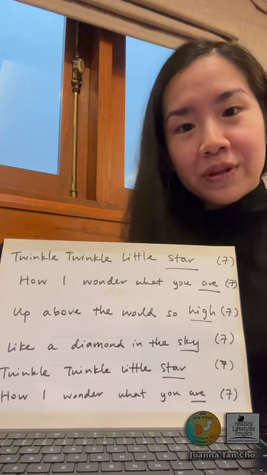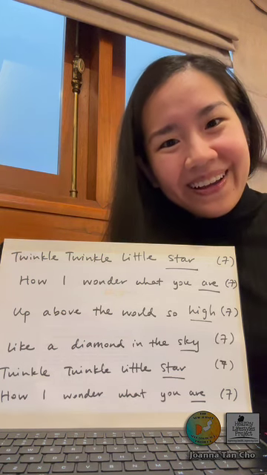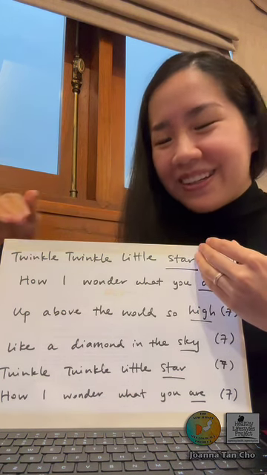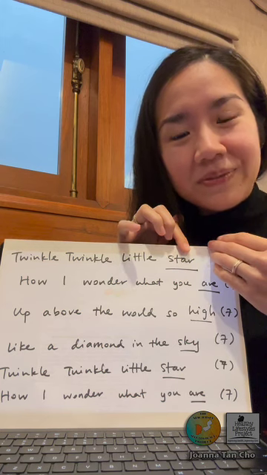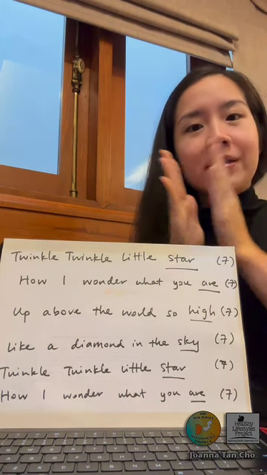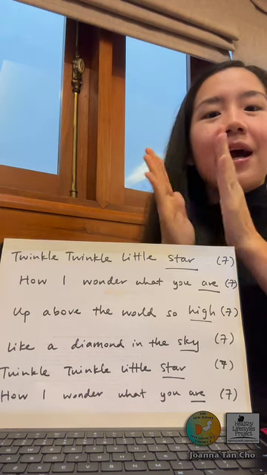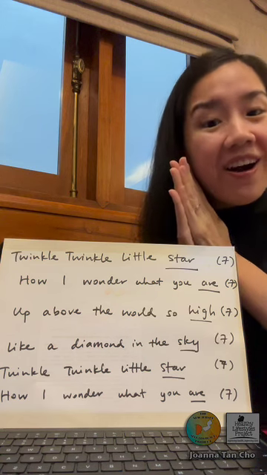Now on to the rhythm. It's Twinkle, Twinkle, Little Star. And so star is longer than each of these, even though it's 1 syllable. So you can think about it as if you're walking, twinkle, twinkle, little star, you're pausing for a little bit. How I wonder what you are.